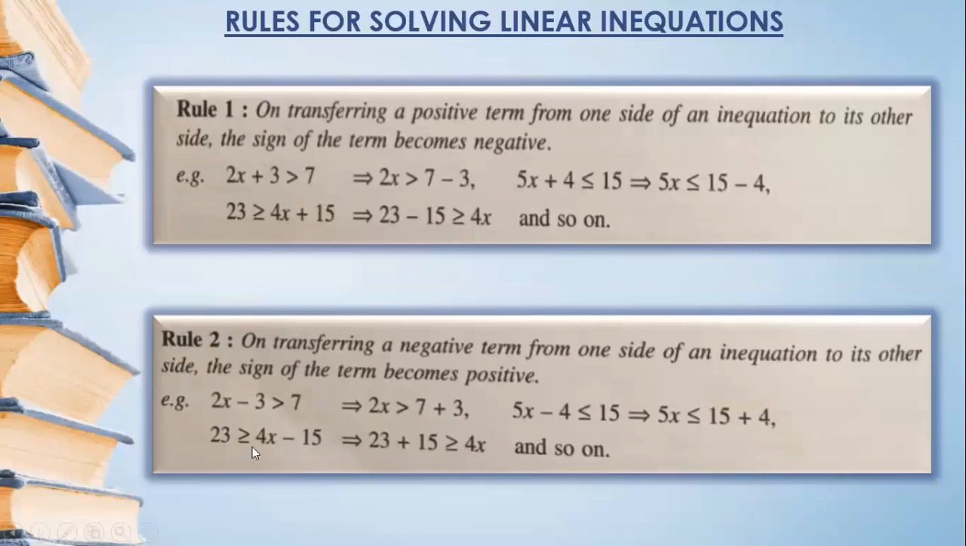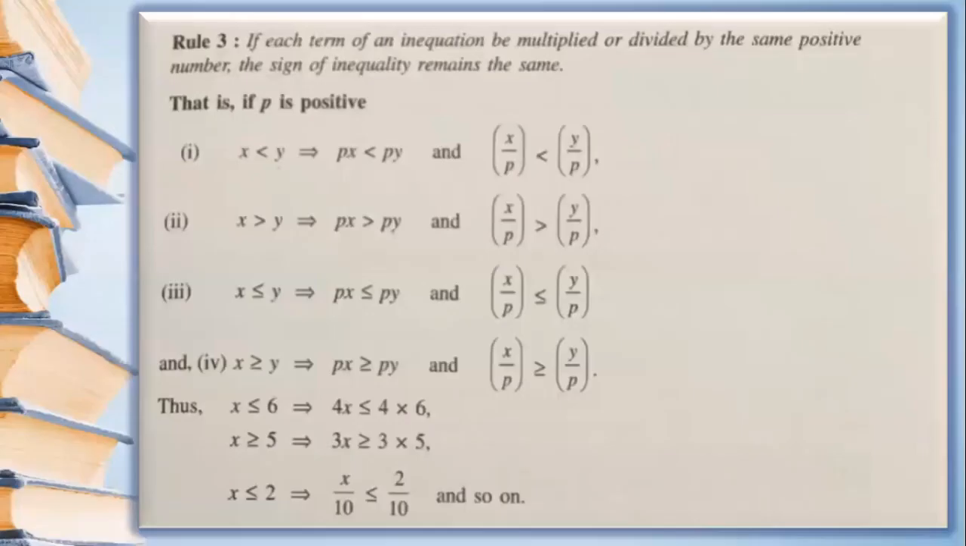23 greater than or equal to 4x minus 15, we need to shift this minus 15 to the LHS, so its sign will change to positive. So we will get 23 plus 15 greater than or equal to 4x, and so on. Next rule is, if each term of an inequation is multiplied or divided by the same positive number, the sign of inequality remains the same.